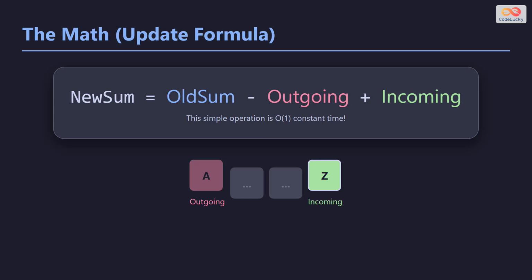Here is the magic formula. To get the new sum, we take the old sum, subtract the element that is sliding out of the window on the left, and add the new element coming into the window on the right. This calculation takes constant time, or O(1), regardless of how big k is.